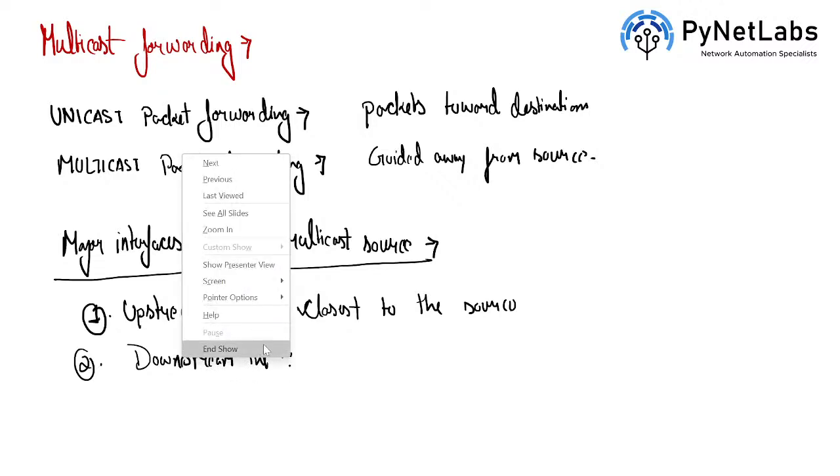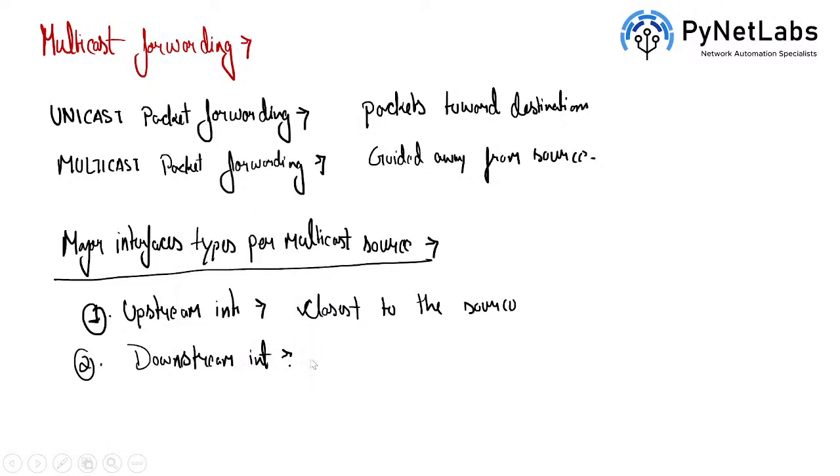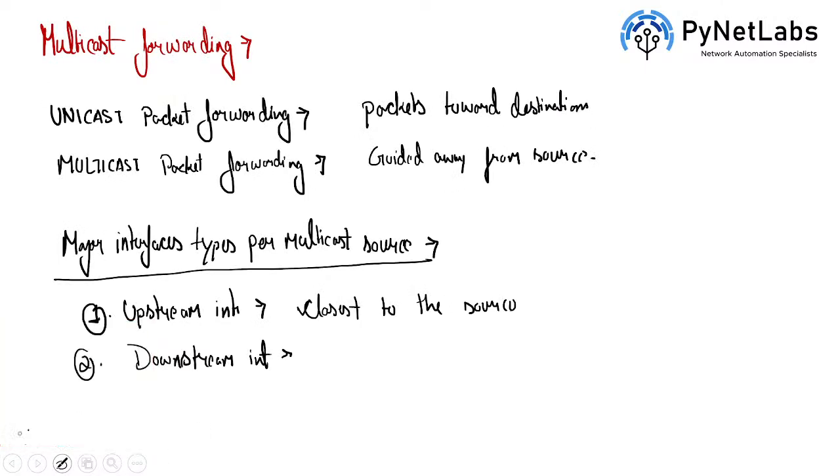In the downstream interface, we have interfaces with receivers, or we can say the end devices. The entire concept is termed as reverse path forwarding. This is a method used for multicast loop prevention. There are loop prevention technologies in multicast as well. We have some routes here in multicast.